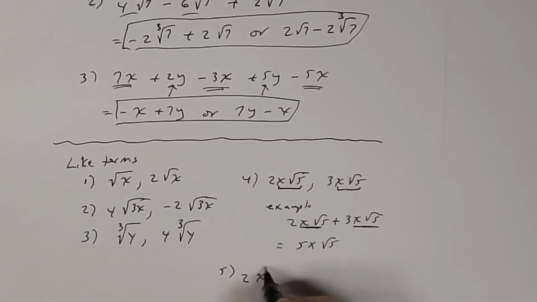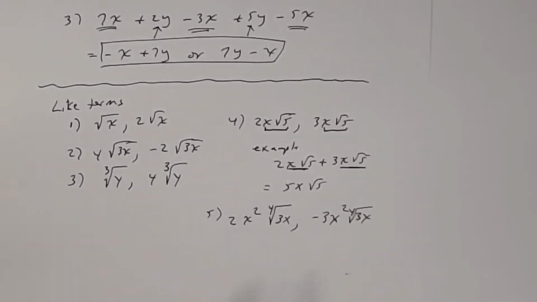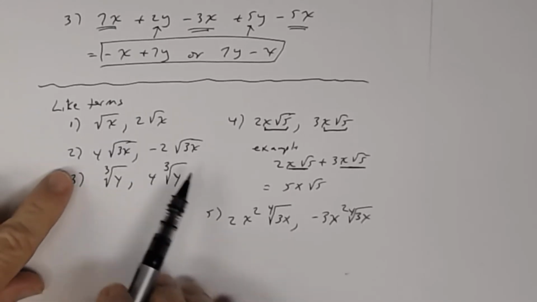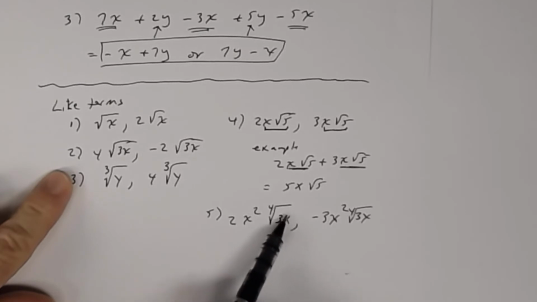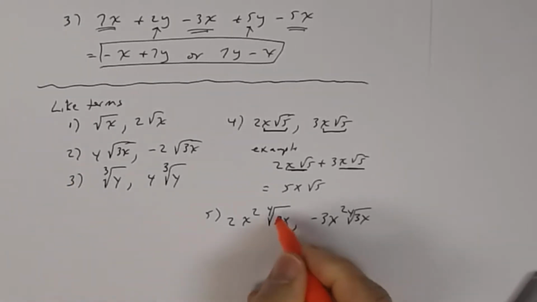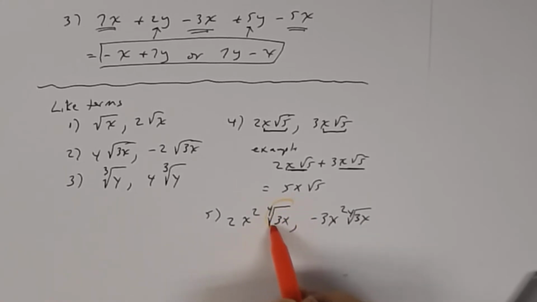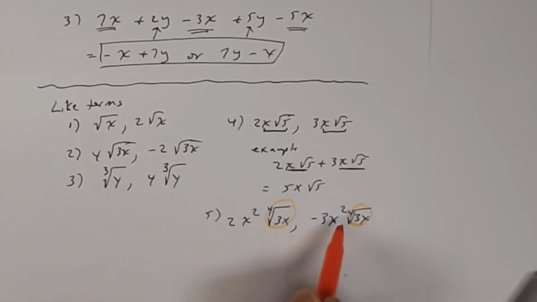2x squared times the fourth root of 3x, comma, negative 3x squared times the fourth root of 3x. Those are like terms. First of all, just like with these, the indices have to be the same. They're both fourth roots. See the fours? And the radicands are the same. They're both 3x's. Okay? We'll go ahead and highlight it just to show you. So these right here are the same. So our idea of like terms in terms of radicals is okay so far.